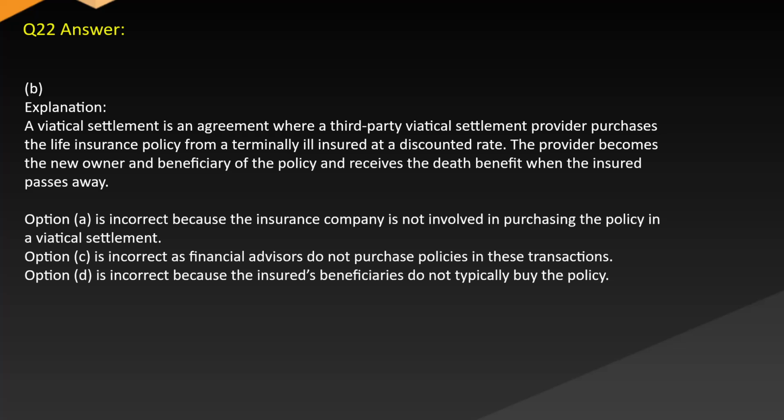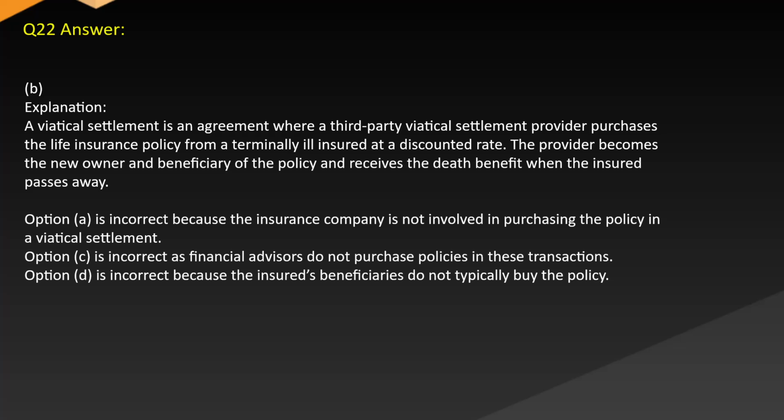Answer B. Explanation. A viatical settlement is an agreement where a third-party viatical settlement provider purchases the life insurance policy from a terminally ill insured at a discounted rate. The provider becomes the new owner and beneficiary of the policy and receives the death benefit when the insured passes away.